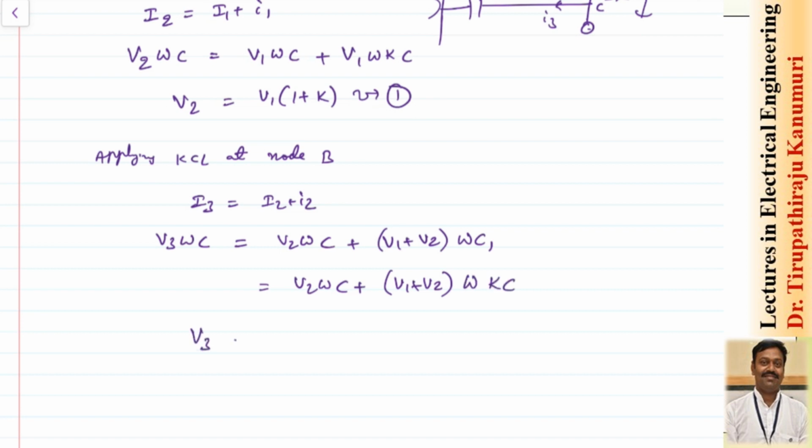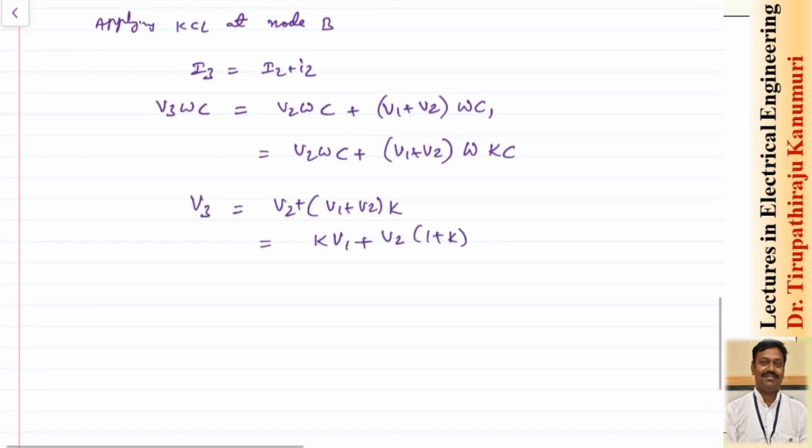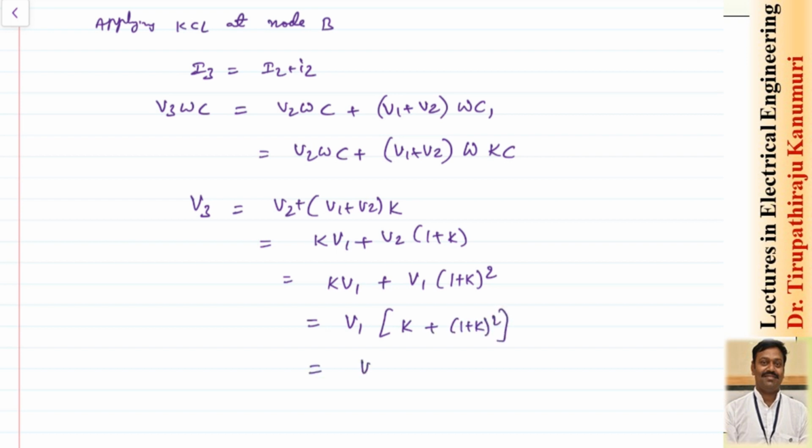So from this I can write V3 is equal to V2 plus V1 plus V2 times K, or otherwise this I can write as K times V1 plus V2 into 1 plus K. So this I can write as K times V1, and now V2 I can represent in terms of V1. So this will be V1 into 1 plus K whole square, or V1 into K plus 1 plus K whole square. So this will be equal to V1 into 1 plus 3K plus K square. This is the value of V3 we got. Let us take it as equation number 2.